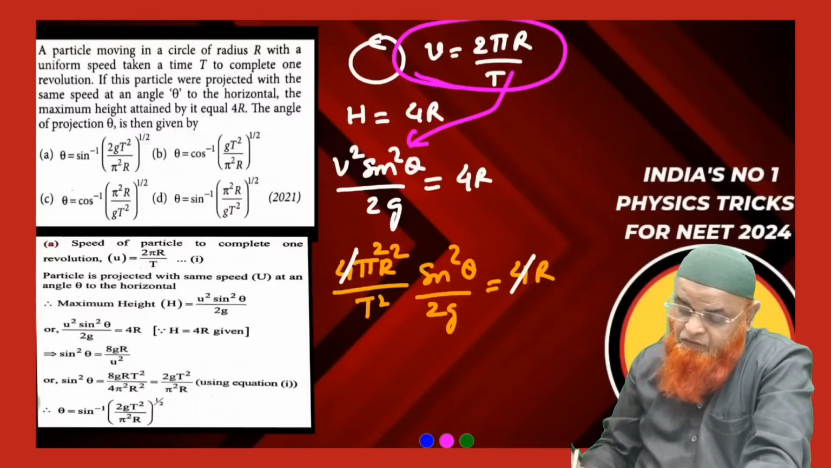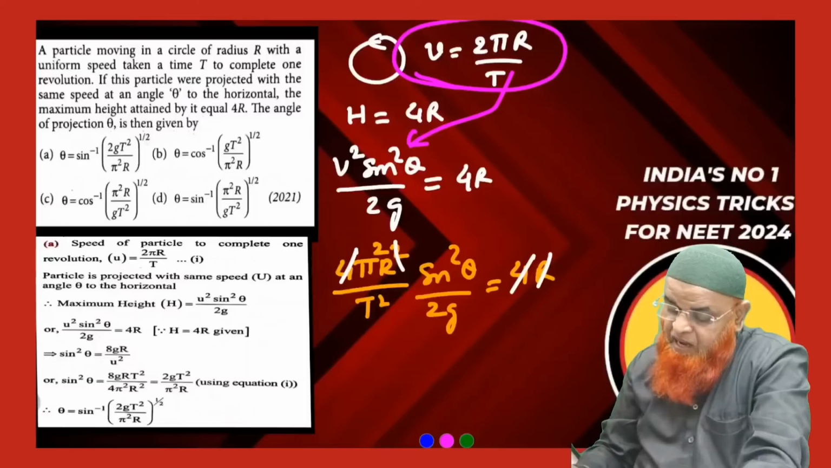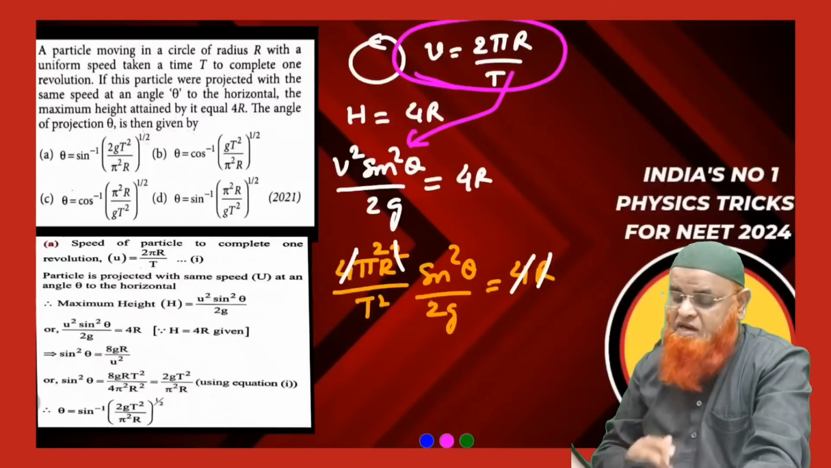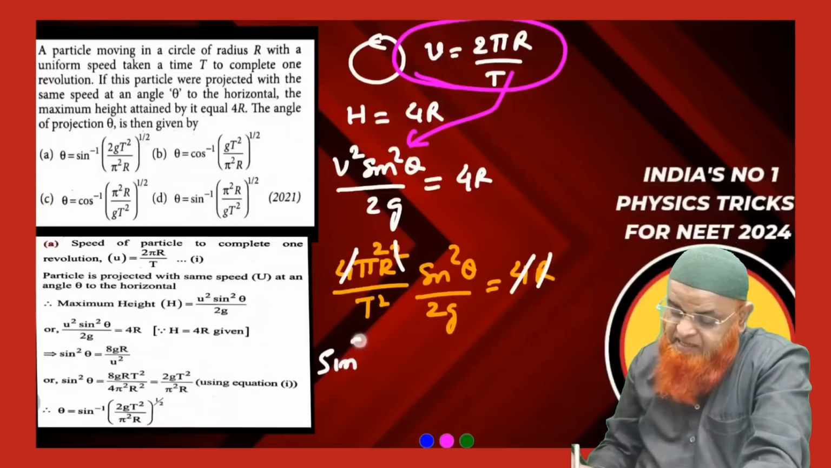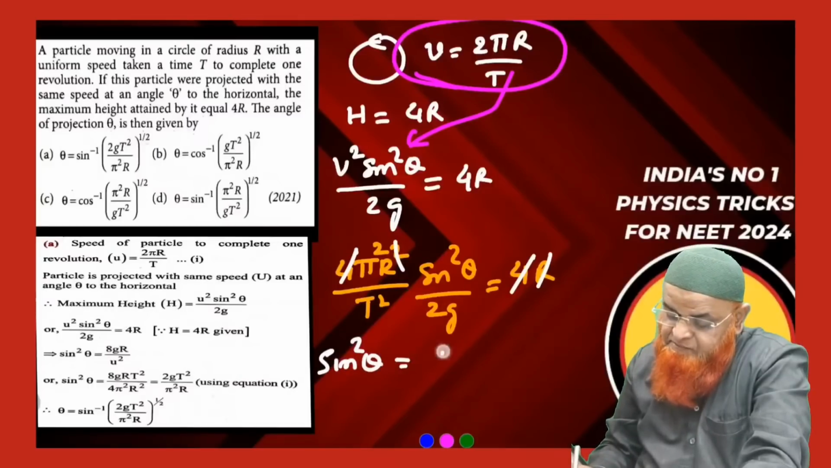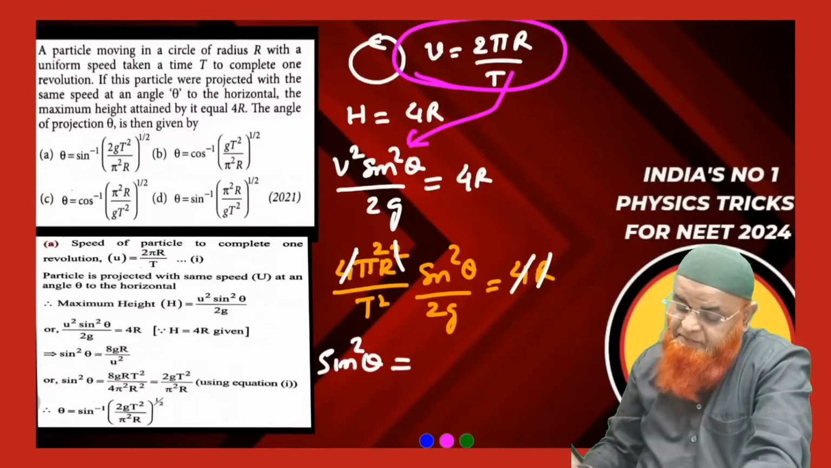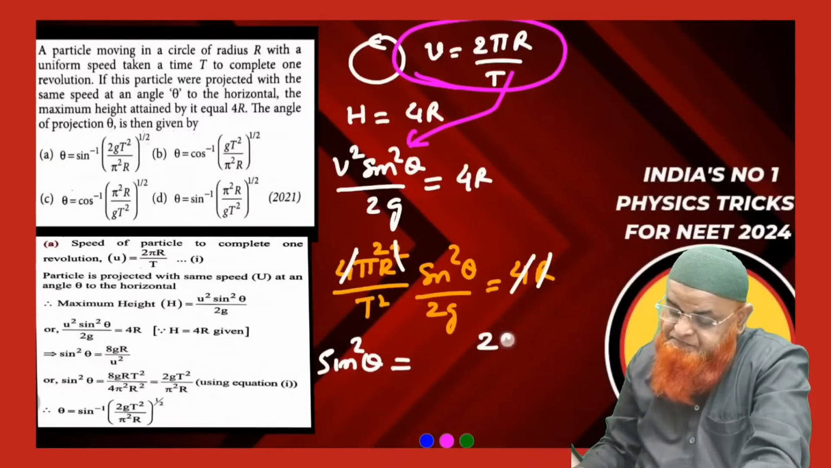So 4 gets cancelled. R square gets cancelled. I think nothing else is going to get cancelled here now. You take this sine square theta to one side. The remaining things, that is 2g pi square, 2g. Okay. So I think you have to send the remaining things to that side. So we can take this as 2g t square divided by pi square r.